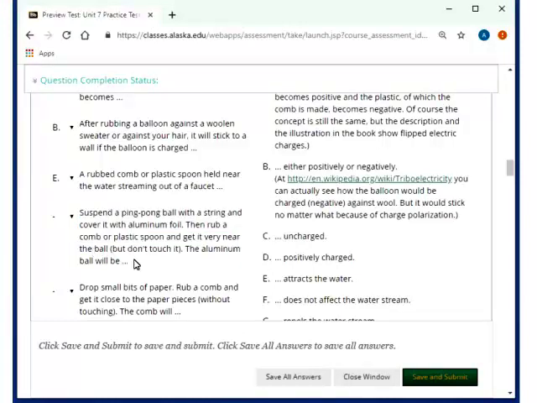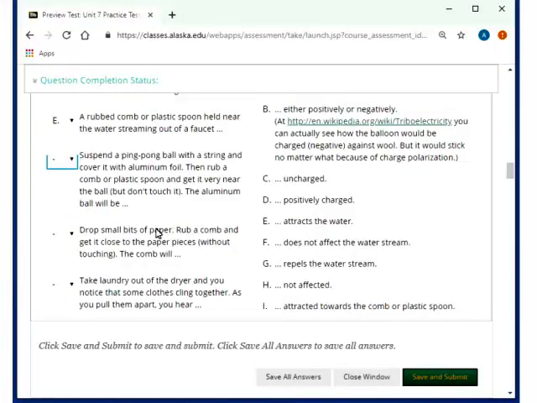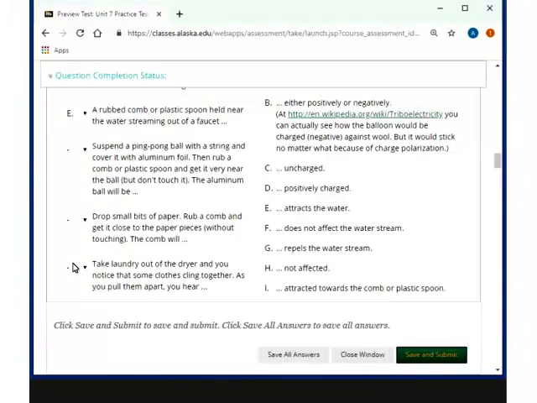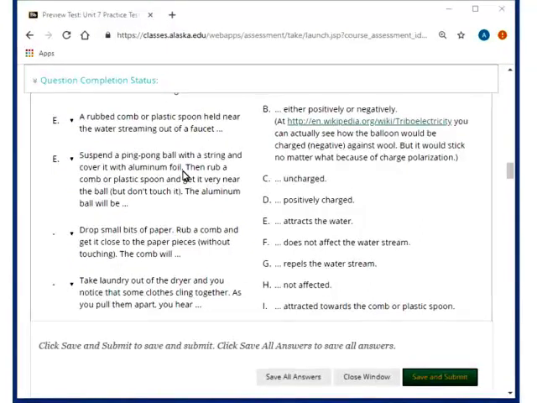The aluminum ball will be, let's see, attracted toward the plastic spoon or towards the plastic spoon or comb. There it is. So let's see. Let me just see if those two have the same one.